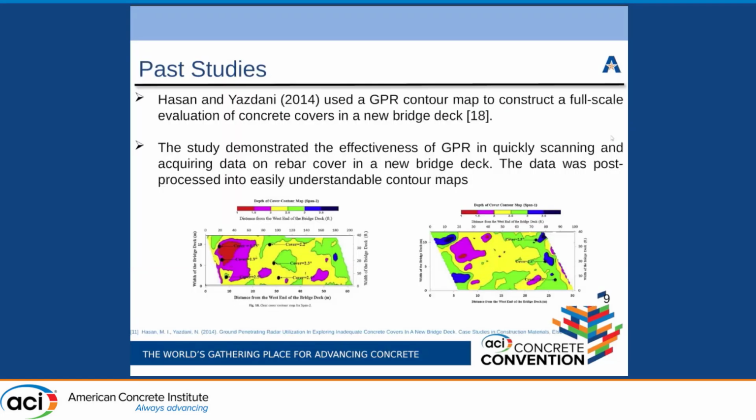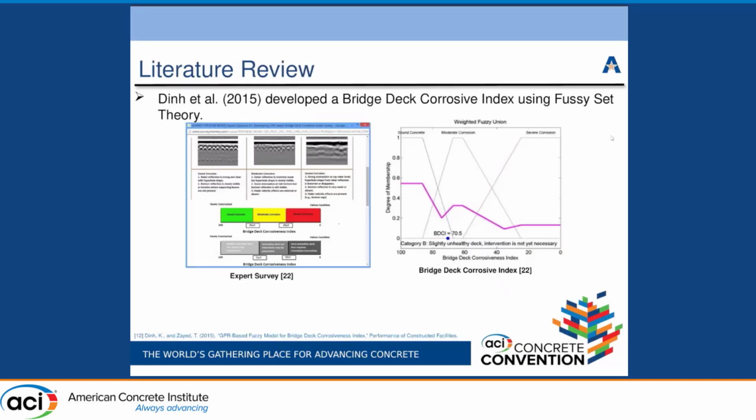Also, past studies have used GPR successfully. For example, Azam and Yazdani developed a GPR contour map for a bridge deck system, and this contour map was able to give the internal condition of the bridge across the defects. This contour map was used for a newly constructed bridge deck that showed signs of internal distress, and the GPR system was successful in determining the internal condition of the bridge.